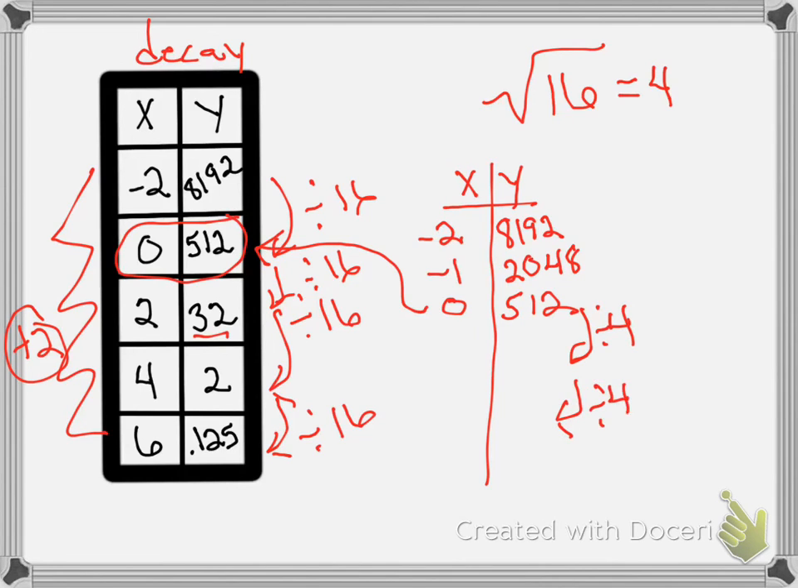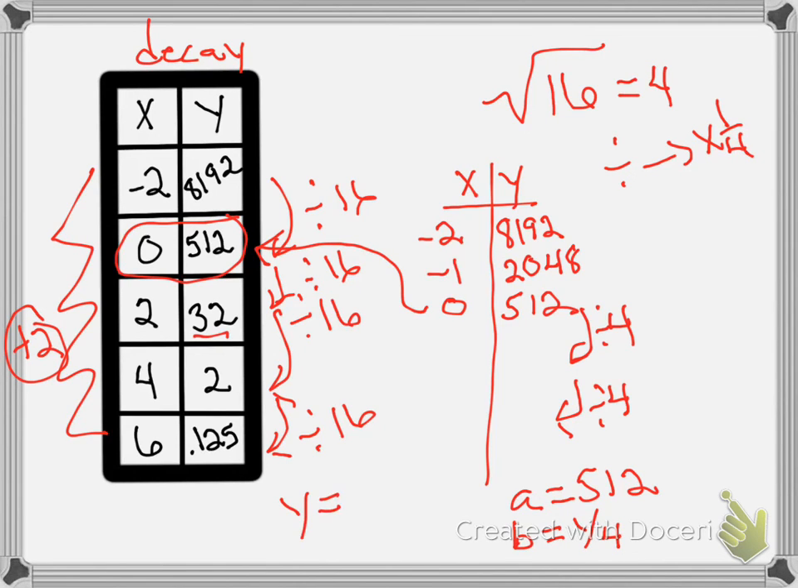all the way through. But to make the actual equation that we need, the a value, our y-intercept, is 512. But instead of dividing by 4, we've got to think dividing by 4 is the same thing as multiplying by 1/4. Okay? So our b value is 1/4. So our equation will be y equals 512 times 1/4 raised to the x power. All right, and that's it.